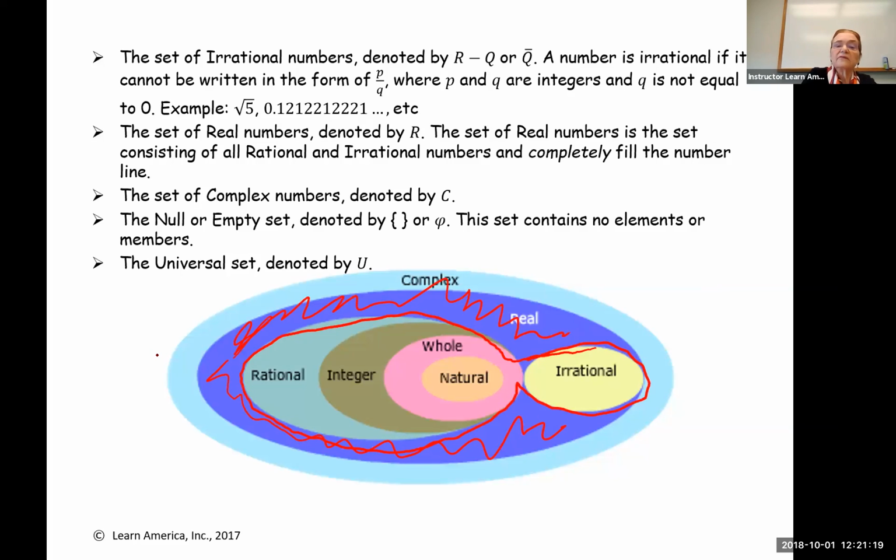The null set or empty set, remember, is denoted by empty brackets or the Greek letter phi. This is the set that contains no elements or members. And then the universal set, which is everything that we're looking at in a given situation, is denoted by U.